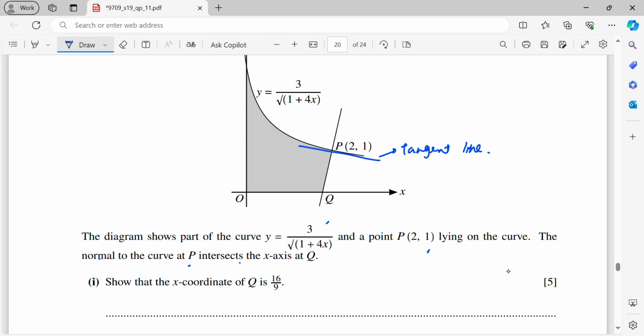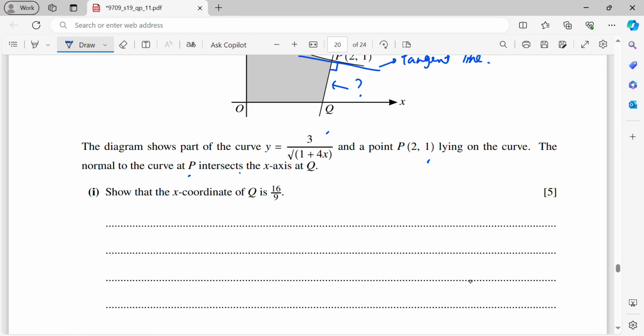Now, before this, we need to find out what is the equation of PQ, which is a normal line. So normal line needs a gradient. We know that the tangent line is perpendicular to the normal line. Therefore, the multiplication of the two gradients will be minus 1. And for your information, the tangent line gradient is basically the same as dy/dx. Therefore, now we need to differentiate. So rewrite the y, 3 over square root of 1 plus 4x. This is the same as 3 times 1 plus 4x to the power of negative half.